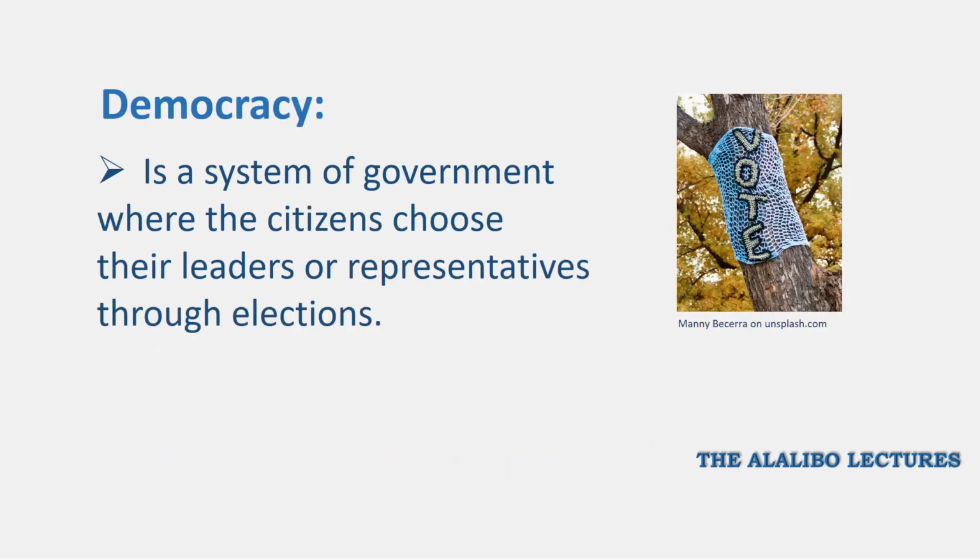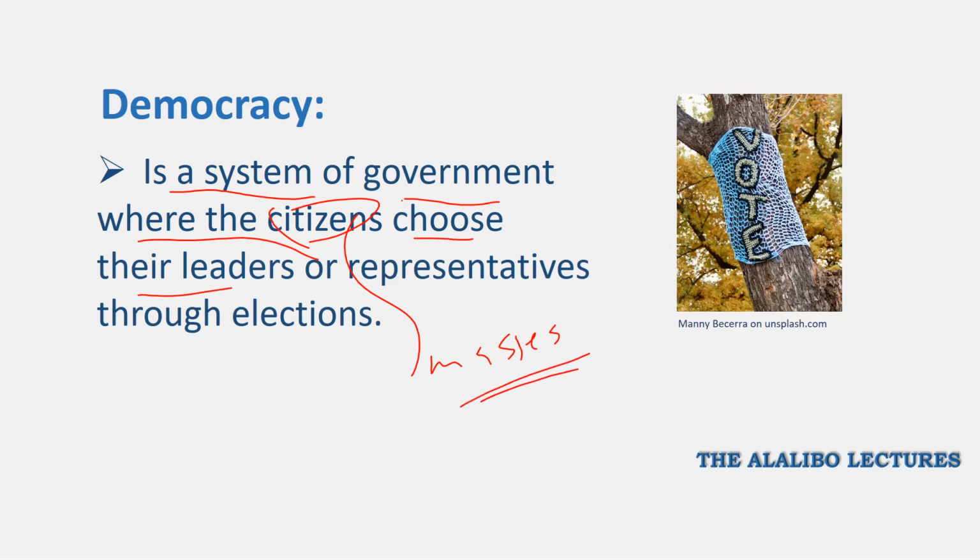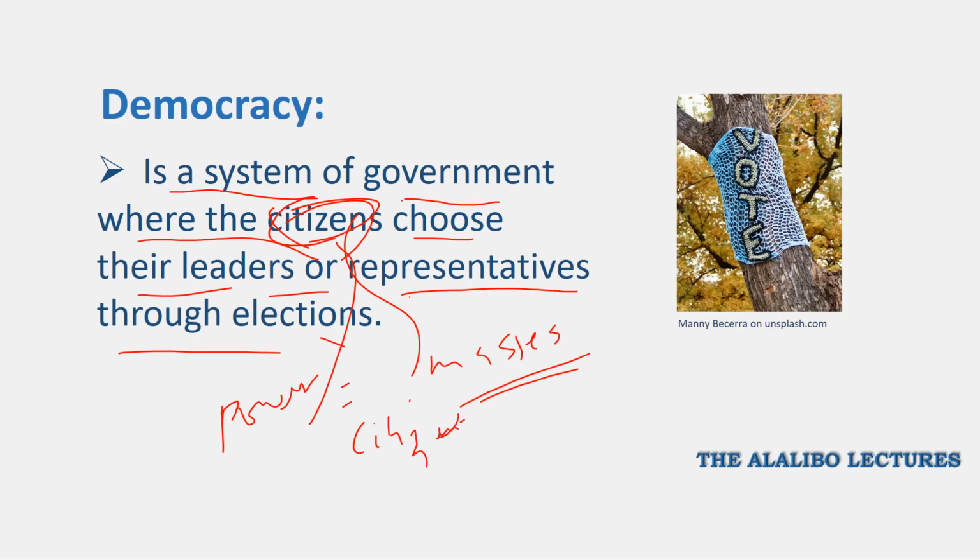All right, so it says here, democracy is a system of government where the citizens, represented by the masses, choose their leaders or representatives through elections. Now, this is a very simple definition, but it has quite a bit of meaning and is very impactful in the sense that the power then lies in the hands of who? The citizens. Power is not in the hands of the government, but in the hands of the citizens.